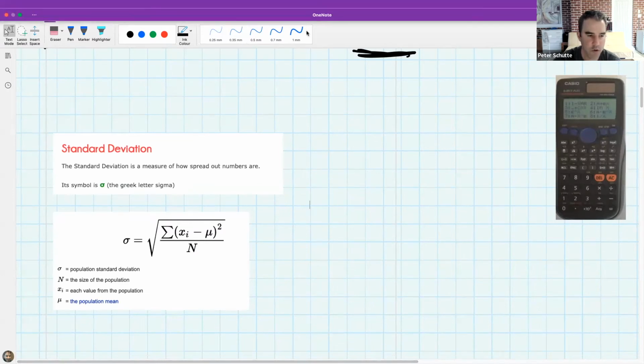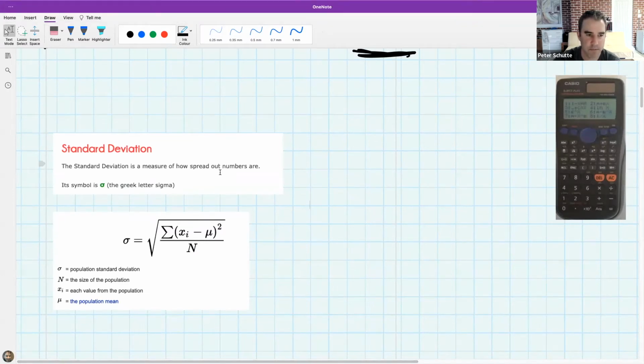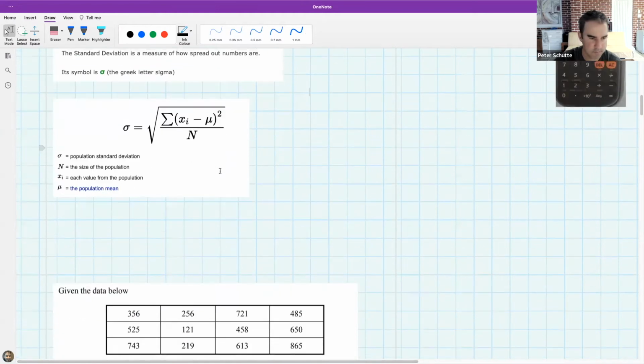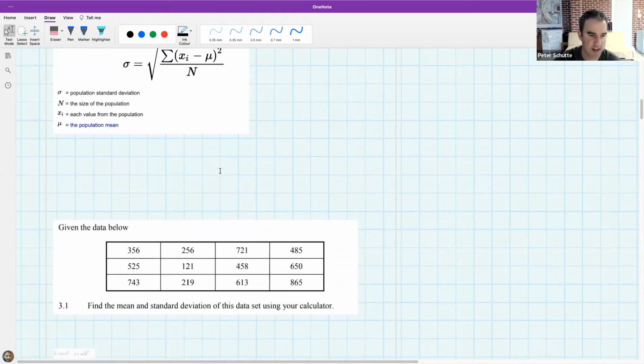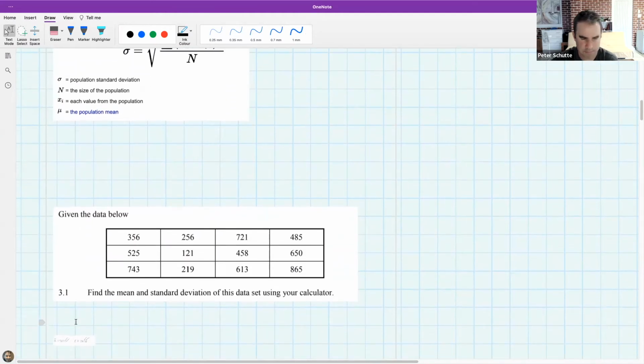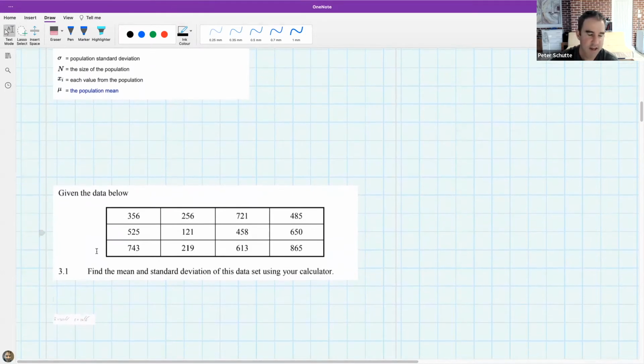What I'm going to do is bring up my calculator in a moment. So here is a typical exam question that I took from an old exam. I think it was about 4 marks. Given the data below, work out the mean and the standard deviation.